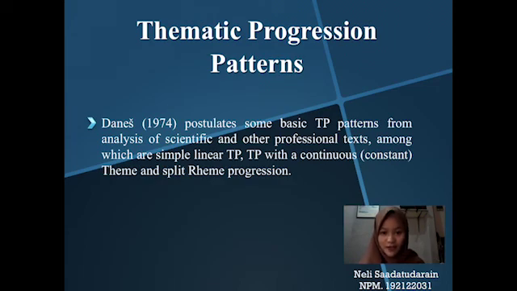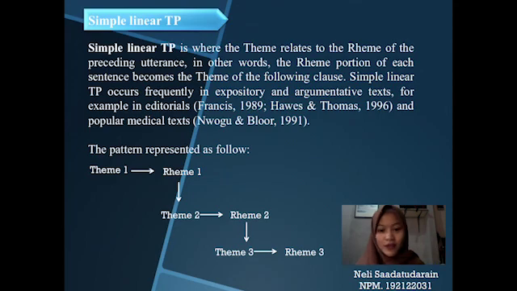Thematic progression patterns. Danes (1974) postulates some basic TP patterns from analysis of scientific and other professional texts, among which are simple linear TP, TP with a continuous or constant theme, and split rheme progression. First, simple linear TP is where the theme relates to the rheme of the preceding utterance. In other words, the rheme portion of each sentence becomes the theme of the following clause. Simple linear TP occurs frequently in expository and argumentative text, for example in editorials and popular medical texts.